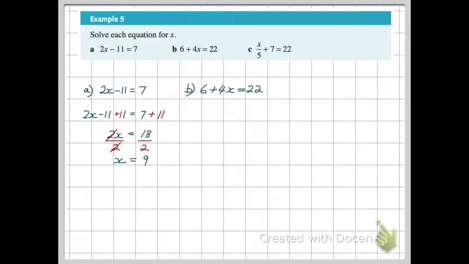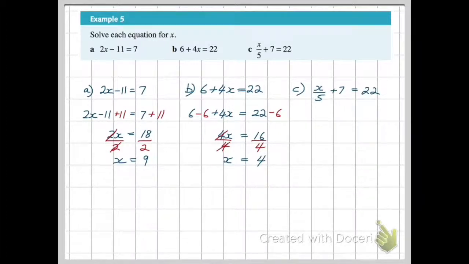Example B, 6 plus 4x equals 22. Now we need to make that 6 disappear. You need to realize that that is actually a positive 6. The reverse of adding a 6 to 4x is subtracting 6. So we take 6 from both sides. 6 minus 6 is 0. So now we have 4x equals 16. Divide both sides by 4. Cancel the 4's on the left, and x equals 4.